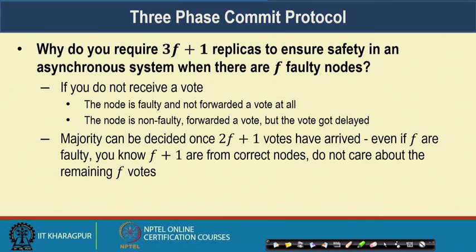But whenever you have received 2f plus 1 votes, and you see that out of the 2f plus 1 votes that you have received, f plus 1 are in the majority, then you can guarantee that whatever the majority vote says is the consensus. So, it is like that.